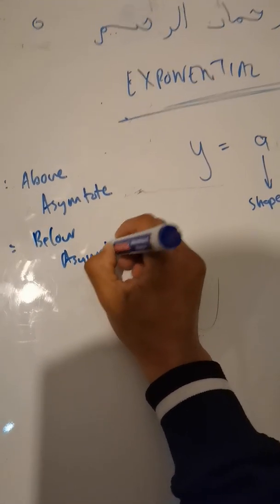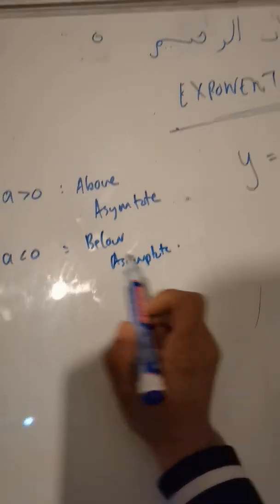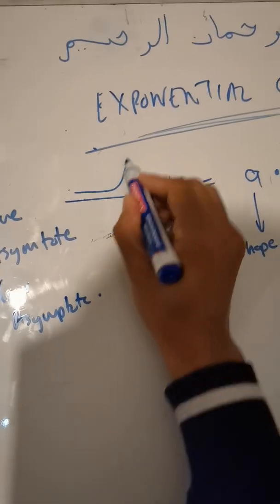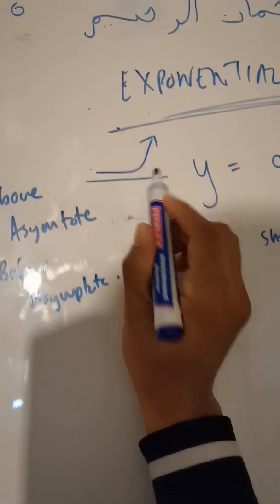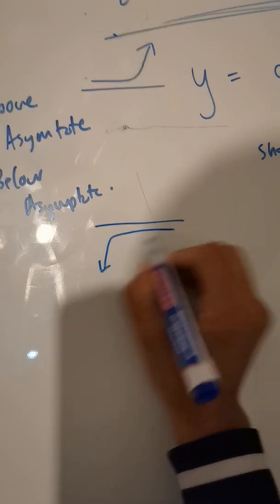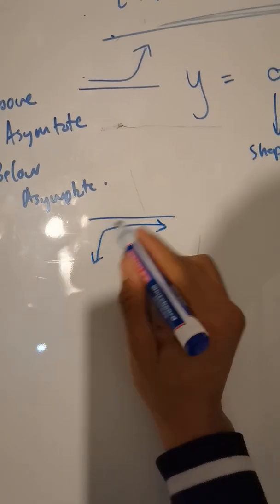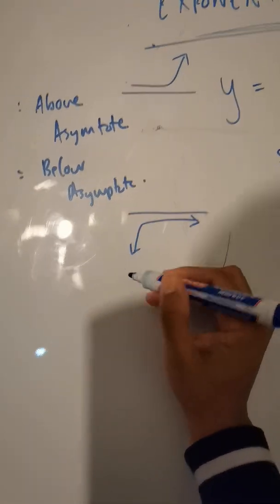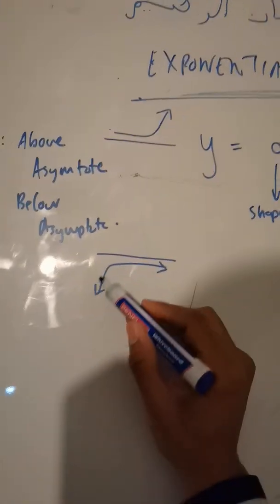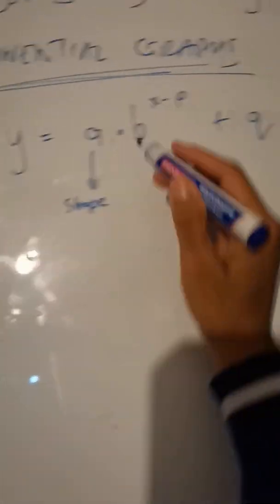below the asymptote. So all that means that if a is more than 0, the graph will kind of look like this, and that's the asymptote. And then if a is less than 0, the graph is kind of going to look like this, where the graph is below the asymptote. The asymptote is a line that the graph never crosses.